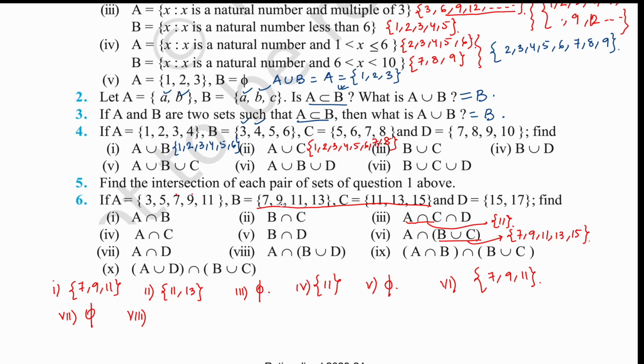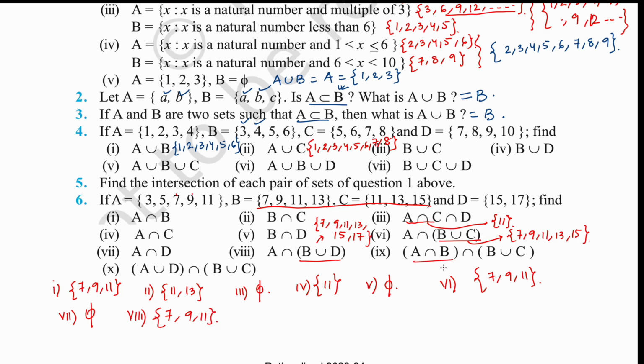So let's try to find B union D. So B union D is going to be a set which has all the elements of B, that is 7, 9, 11, 13, and you also have to include the elements of D, that is 15 and 17, correct? So this is B union D. Now you have to take the intersection of B union D with A. That means common elements between this set and this set. So the common elements are 7, 9 and 11. So this is also something you'll get, 7, 9 and 11, right?